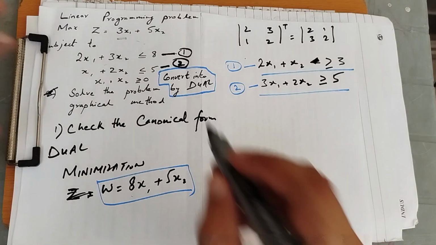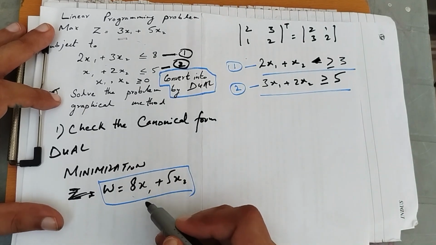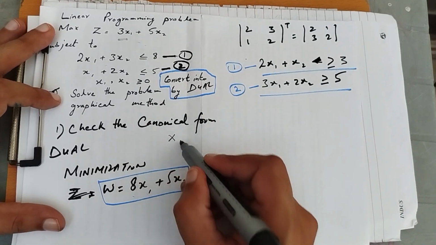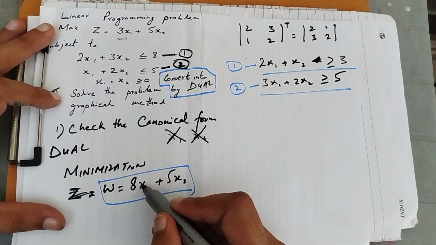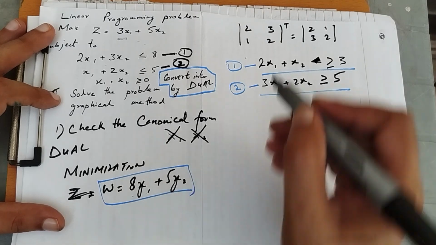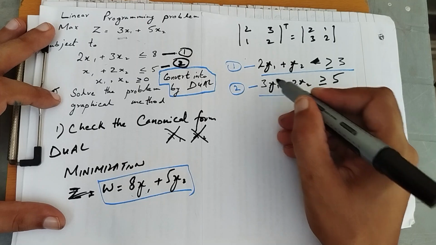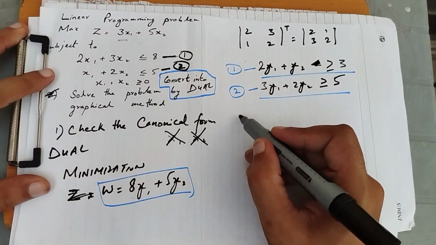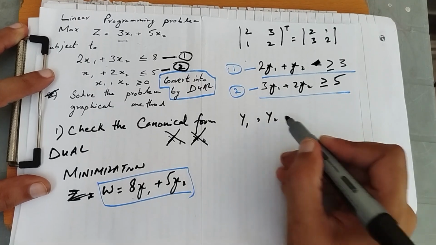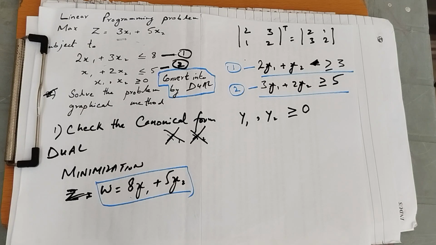But remember, very importantly, we cannot use x1 and x2 as variables in the dual form. So we can use y, or you can choose any other variable. Y has to be used. So remember that. At the end you write y1, y2 greater than or equal to 0. So we are done with the dual form.